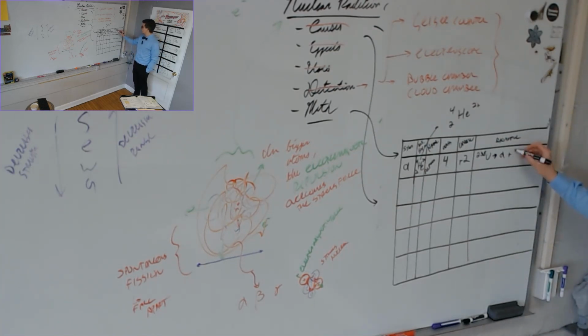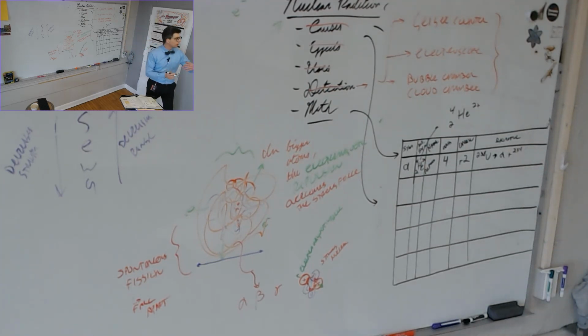234. Since it's helium, we know that 2 of those were neutrons and 2 were protons. So now instead of being uranium, it's lost 2 protons. So what is it now? It's not uranium-234, it is thorium-234.